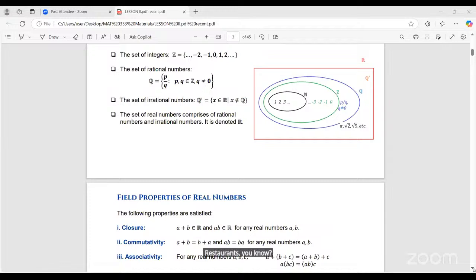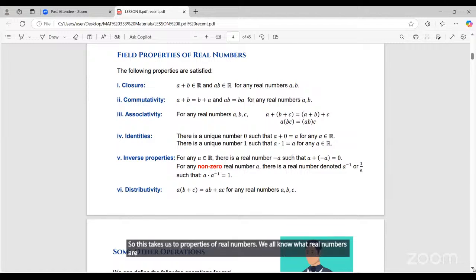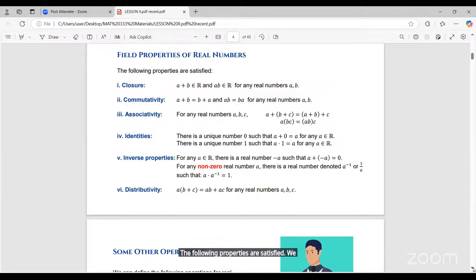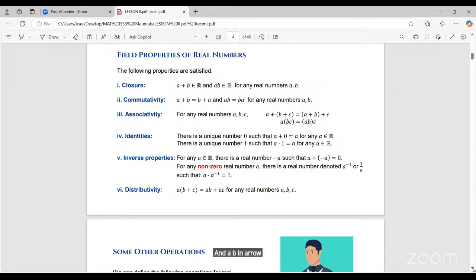So this takes us to properties of real numbers. We all know what real numbers are now. What are the properties which these numbers satisfy? The following properties are satisfied. We have what we call the closure property. This property says for all a, b in R, or for all real numbers a, b in R, we have a plus b in R, and we also have ab in R.